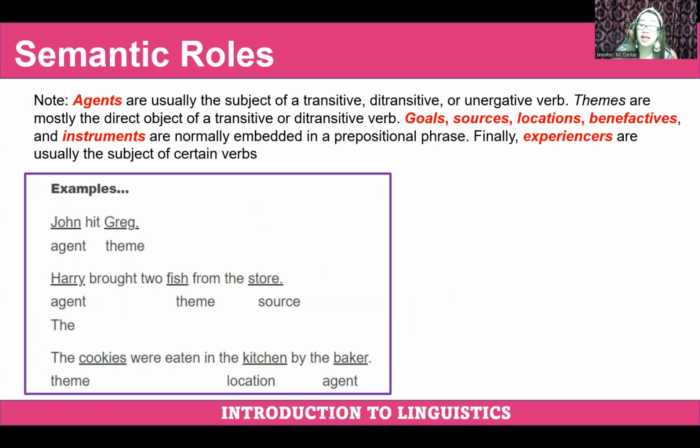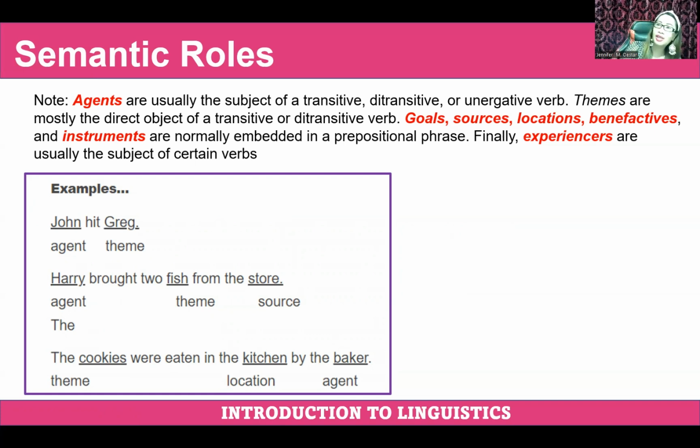Agents are usually the subject of a transitive or an ergative verb. Themes are mostly direct object of a transitive or ditransitive verb. Goals, sources, locations, benefactives, and instruments are normally embedded in a prepositional phrase. Finally, experiencers are usually the subject of certain verbs.